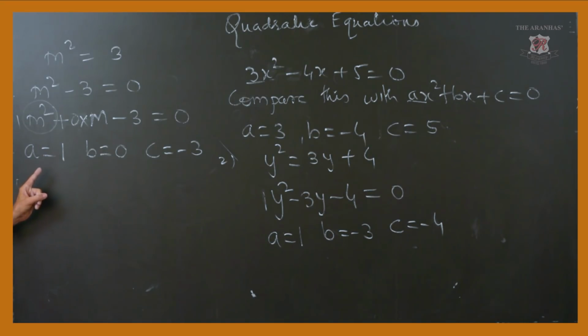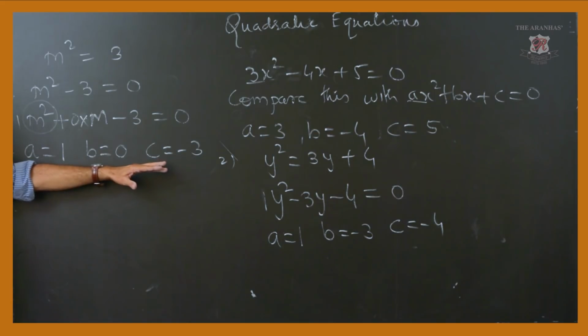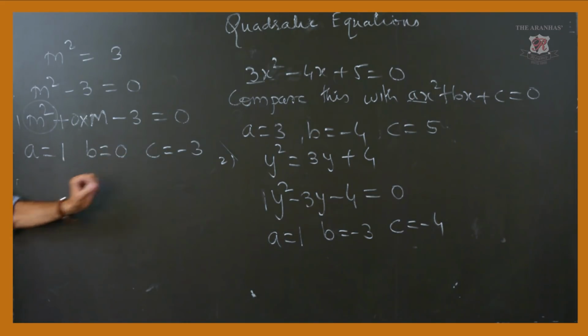Is this clear? So, this is how you get the values of A, B, C by comparing, and all this is asked for 1 mark.